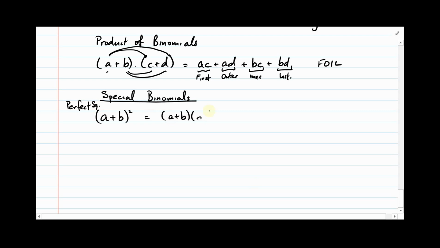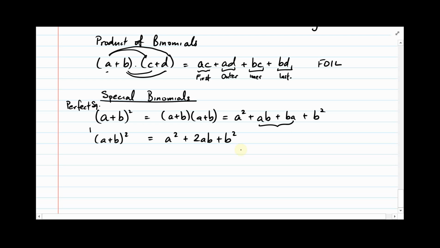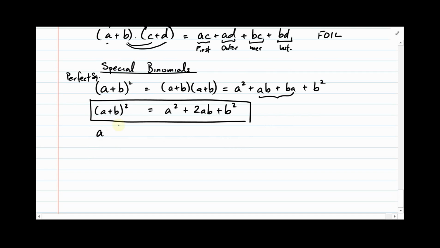Some of you know this already, but let me just remind you. If I should write this out and then apply the FOIL method, I would get a squared plus ab plus ba plus b squared. These are nothing more than the same term, so I end up getting a plus b all squared is a squared plus 2ab plus b squared. In a similar fashion, if you go back through and you look at taking the difference and squaring it, it looks almost the same, just a change in sign. So these are known as the perfect squares.